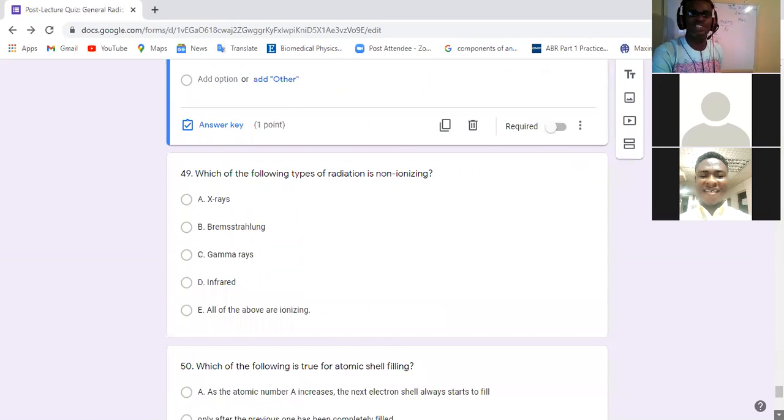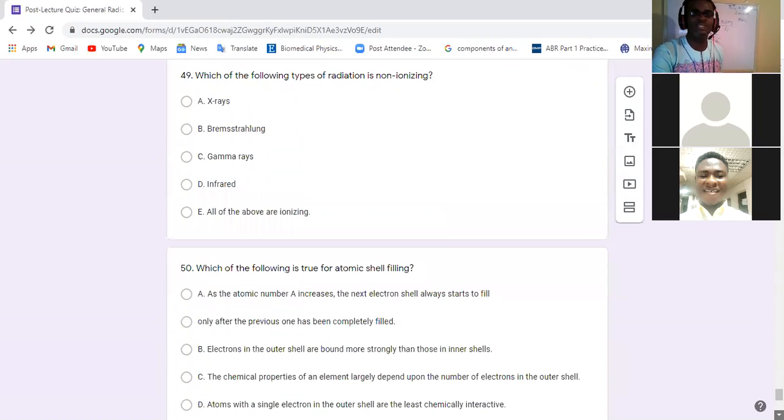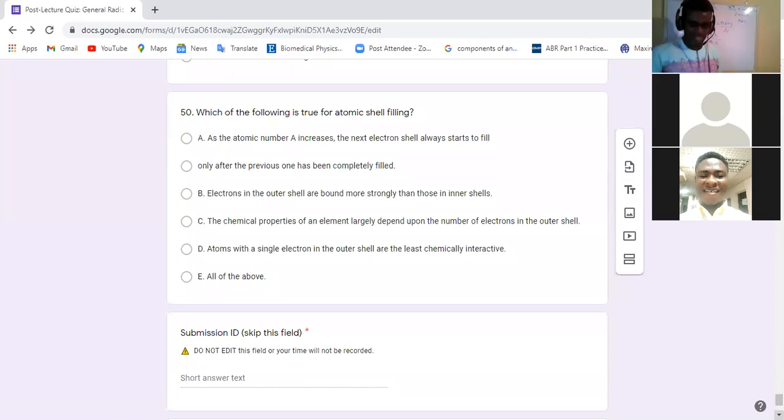Which of the following radiations are ionizing, and so on, and 50. So this is 8 o'clock. I think we did a great job in maintaining the time. So number 50. C. Okay, see, the chemical properties largely depend upon the number of electrons, from our chemistry. So that's it.